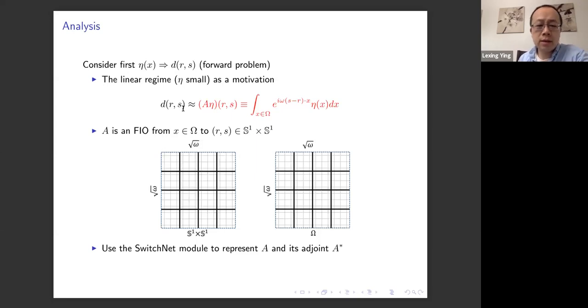A close look shows that this operator A is a Fourier integral operator from the spatial domain X to the data domain (R,S). On the left-hand side of the picture is the (R,S) domain, and on the right-hand side is the X domain. So we can use our square root of N size block compression strategy, and by using the SwitchNet I just talked about, we can represent this operator A using a neural network. If you reverse the order of the layers of the neural network, you get a representation of the adjoint of this operator. So the adjoint A star can also be represented using the SwitchNet.